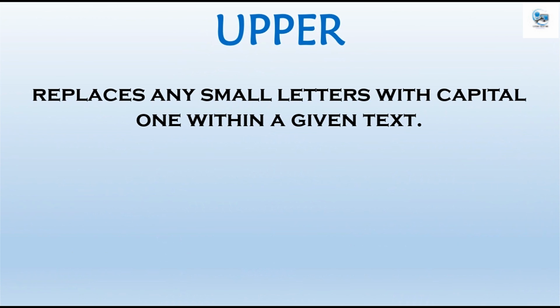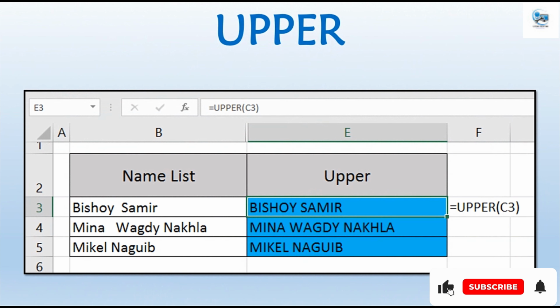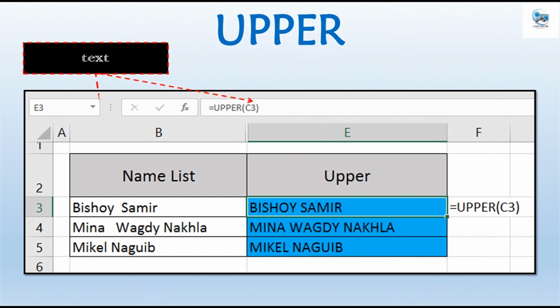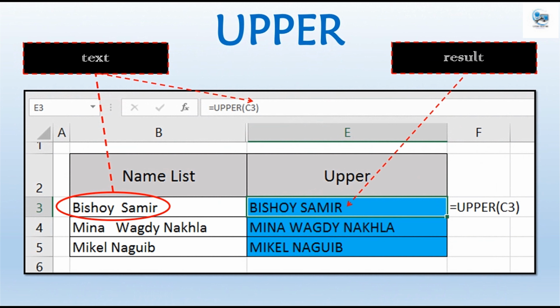Upper function. It is just the opposite. Replaces any small letters with capital ones. Same syntax here. As you can see, Bisho's Emir is turned all into capital letters. It takes only one argument, and the result, as you can see.